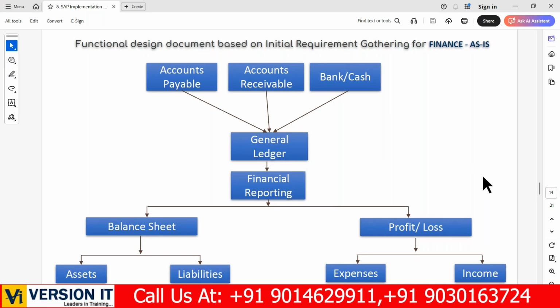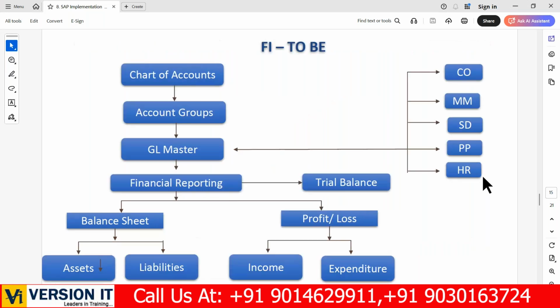So the heading is TO-BE, the to-be document. Remember, to-be is always SAP-related data or related configurations. So in to-be, first I prepare one chart of accounts. Under the chart of accounts, I maintain account groups. Under account groups, I create GL accounts.